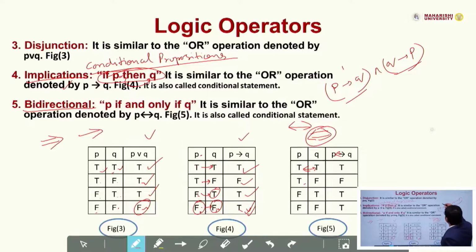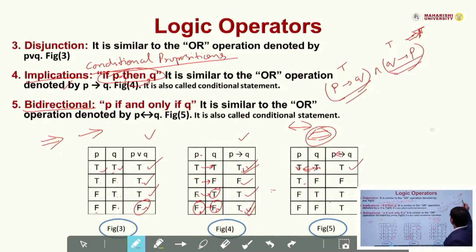What is AND? If both are true, then only the result is true. Is that clear? Now, P implies Q, true implies true, right? And then true implies true. Both are true. True implies true is true, as we said. Therefore, the result will be true. Now, P implies Q and Q implies P: true implies false is false, but false implies true is true.